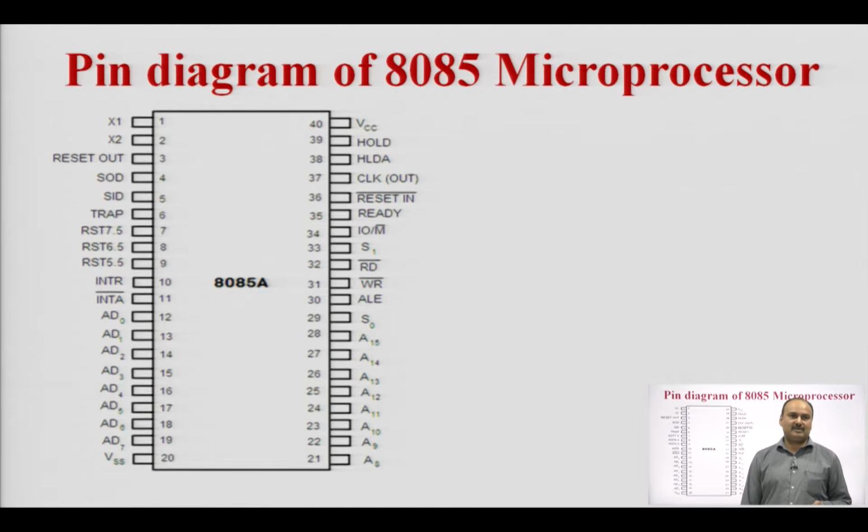To reset the peripheral devices connected with the microprocessor, pin number 3 is dedicated to provide the reset out signal for the peripheral device. To control 1 bit serial communication, the microprocessor has pin number 4 and pin number 5. Pin number 4 is used for serial output data, and pin number 5 is used for serial input data. With the help of these 2 pins, the microprocessor performs 1 bit serial communication, bit by bit, with the help of the serial input output control unit.